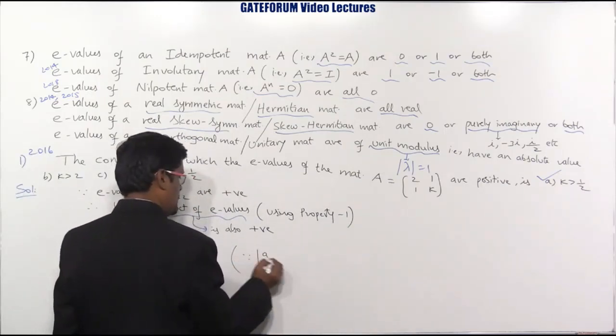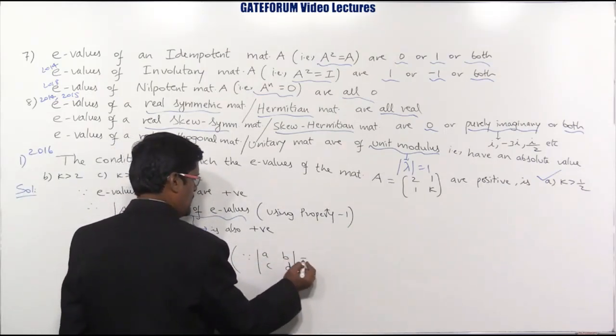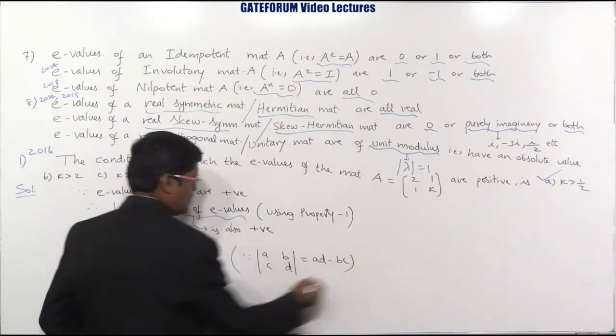Since determinant of [A, B; C, D] is equal to AD minus BC.